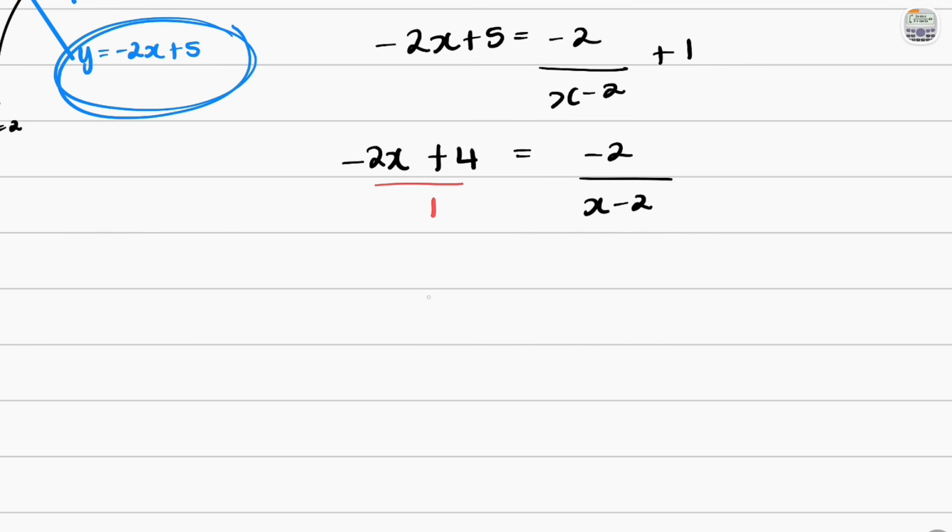Multiply this by negative 2, it will get to that. So take out a common factor of negative 2 here. What do you have left? Negative 2x divided by negative 2 is positive x. This divided by negative 2 is negative 2. Is equal to negative 2 over x minus 2.